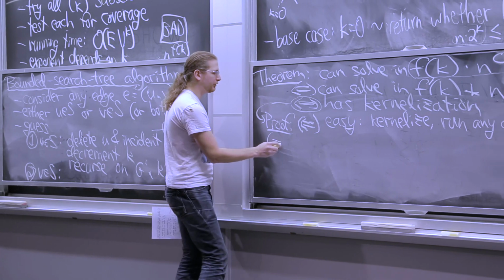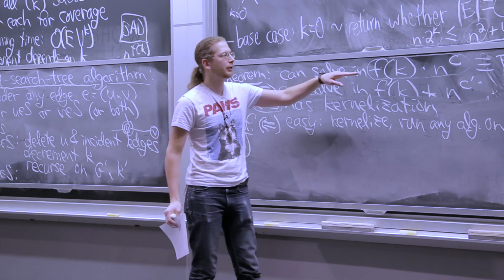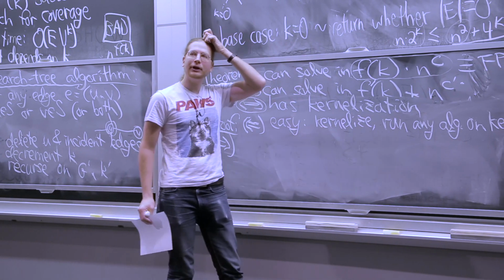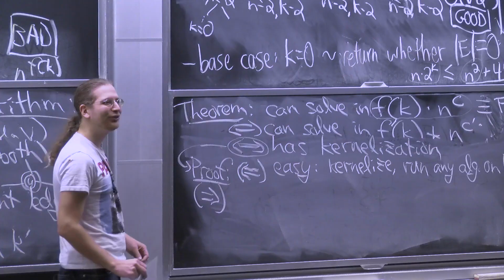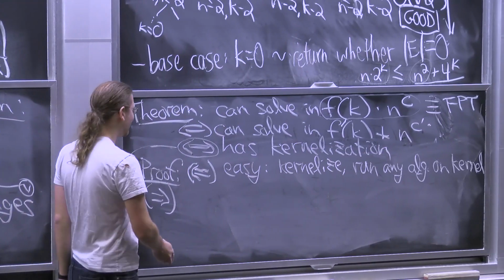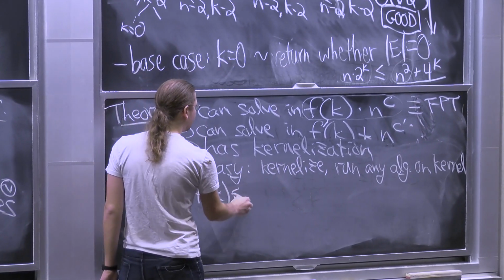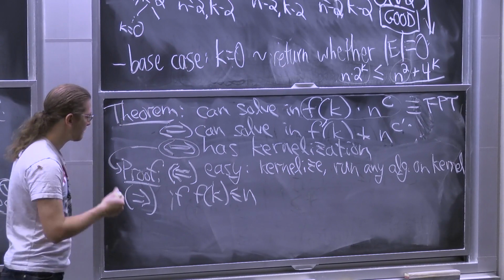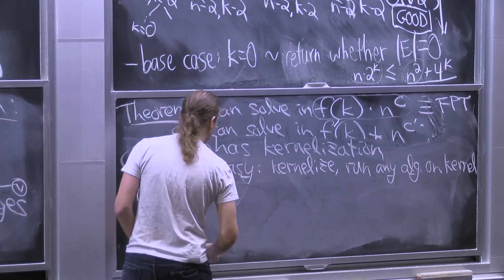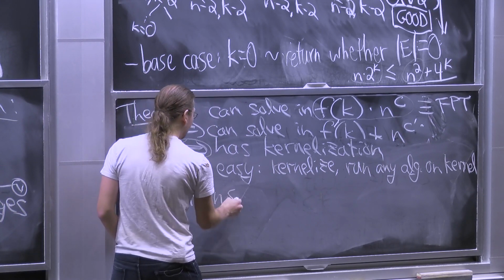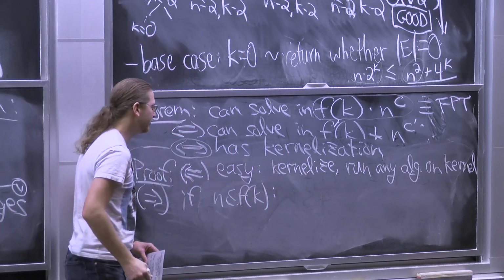OK, let's do the other direction. This is the interesting part. So suppose I have an algorithm that runs, let's say, in this running time. I claim that I can turn it into a kernel. And the proof is going to look just like before. OK, so there are two cases. One is that f of k, let's say, is less than or equal to n. Actually, I want to do the other case first. I think it's a little more natural. Well, it doesn't really matter. They're both easy, but for different reasons. The then parts are going to look different.